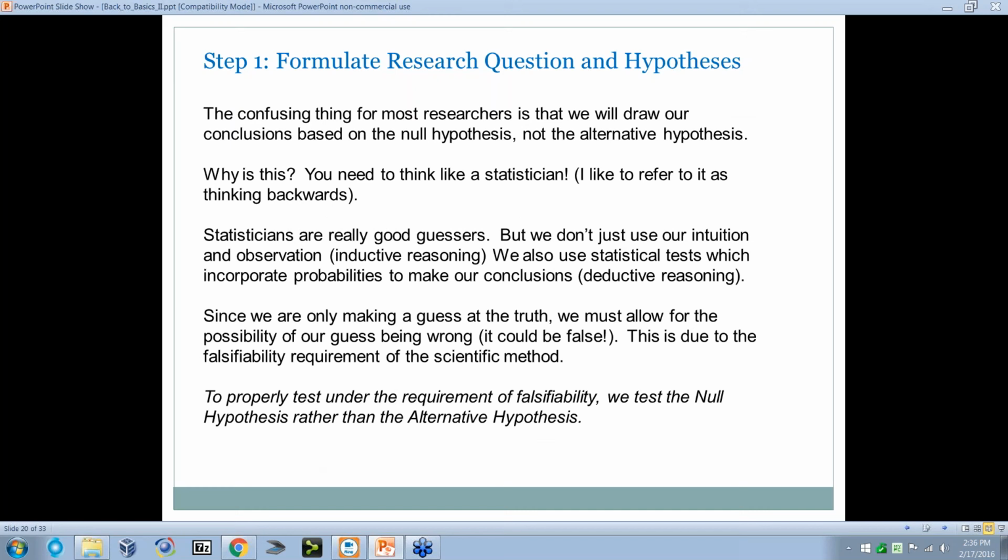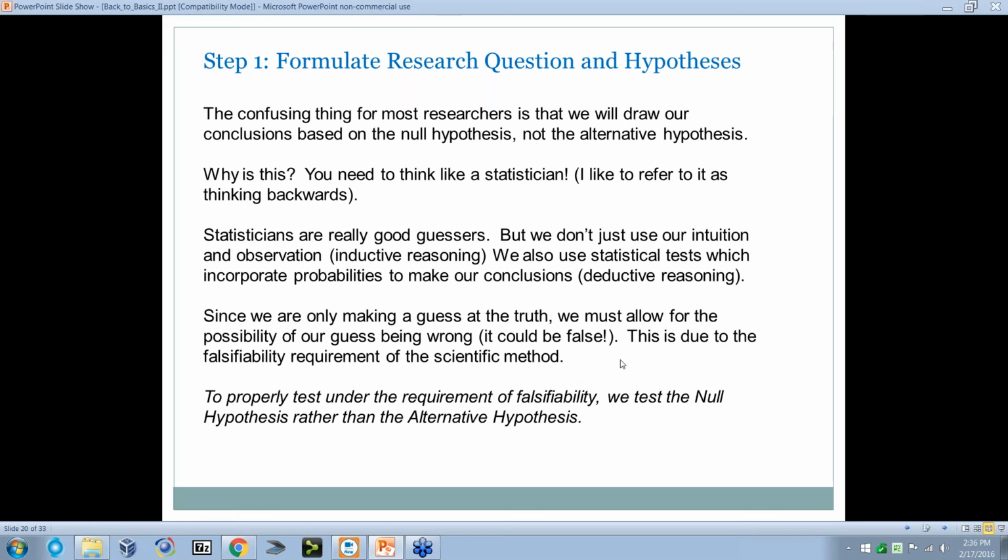Since we're only making a guess at the truth, we must allow for the possibility of our guess being wrong. It could be false. We could maybe have pulled a bad sample. Maybe the participants didn't understand the test. I mean, it could be any number of things, but we always need to allow for the guess to be wrong. We can never be 100% in statistics about anything. As I was saying, this is due to the falsifiability requirement.